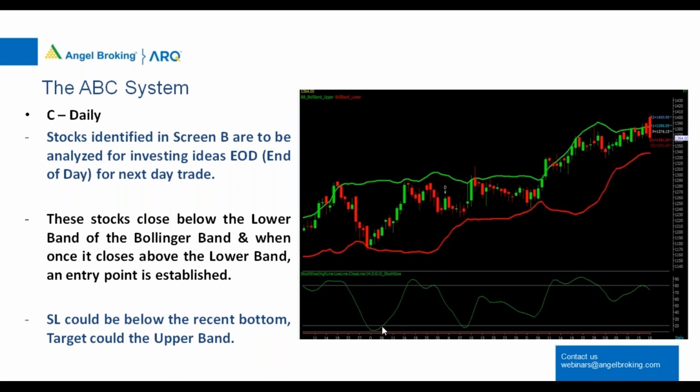So what we are seeing here is that on this day, Hindustan Unilever closed below the red band, and the next day, Hindustan Unilever closes above the band. So what you can do is, end of day, once you've seen that it has closed, you can place the order that once the high of this day is reached, the recent low which is there can be used as your stop loss. Below that you can have your stop loss.